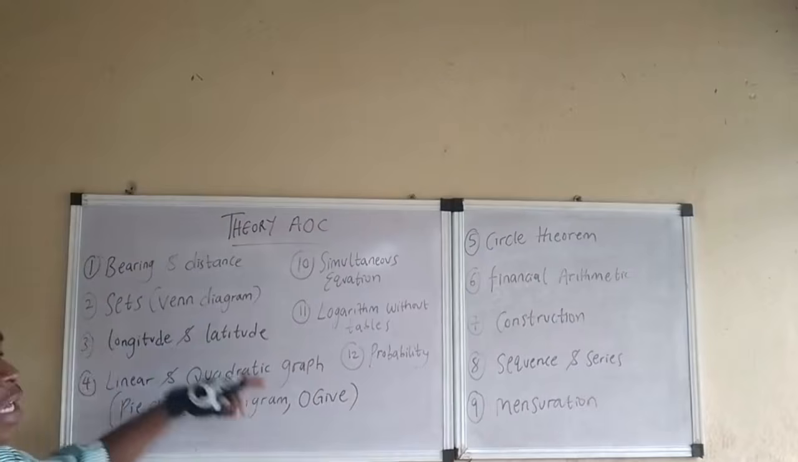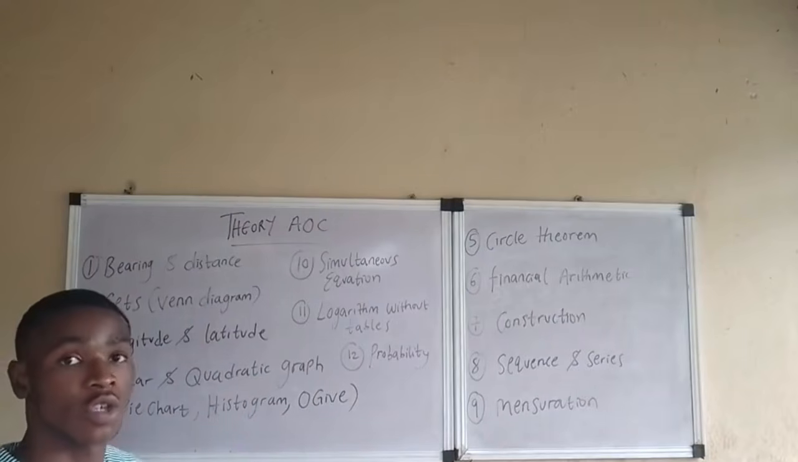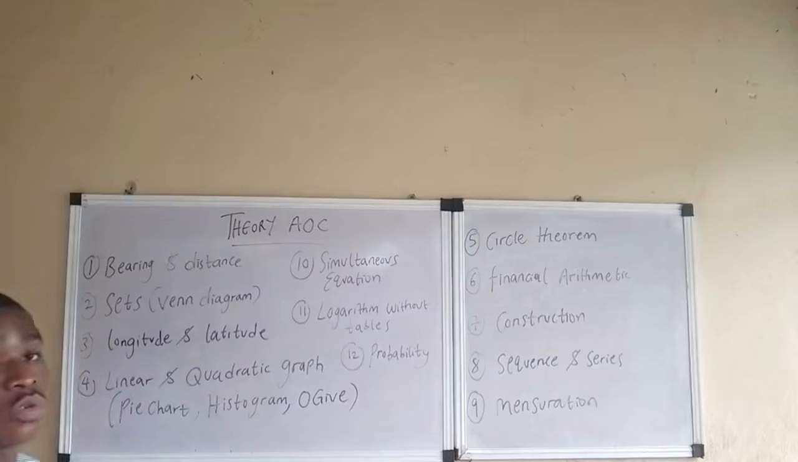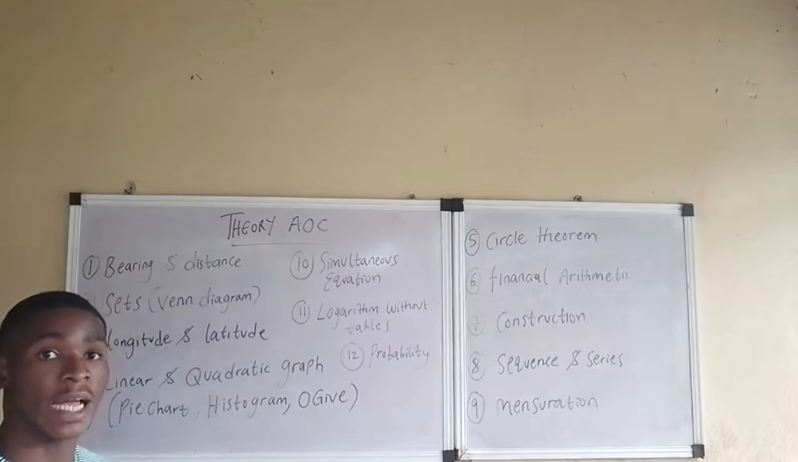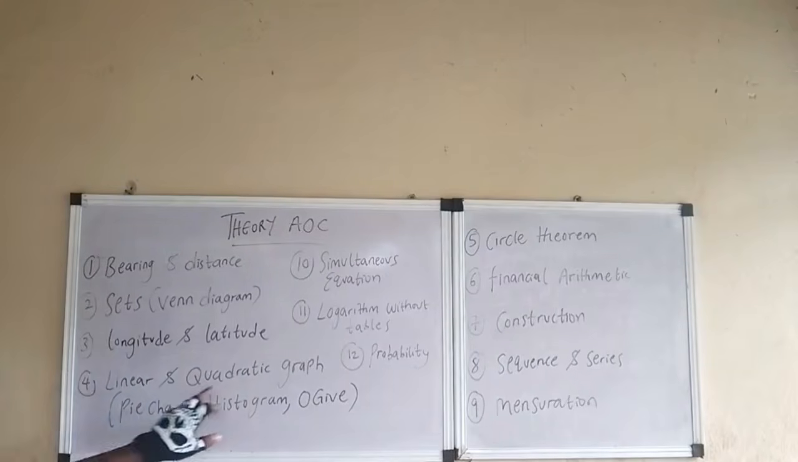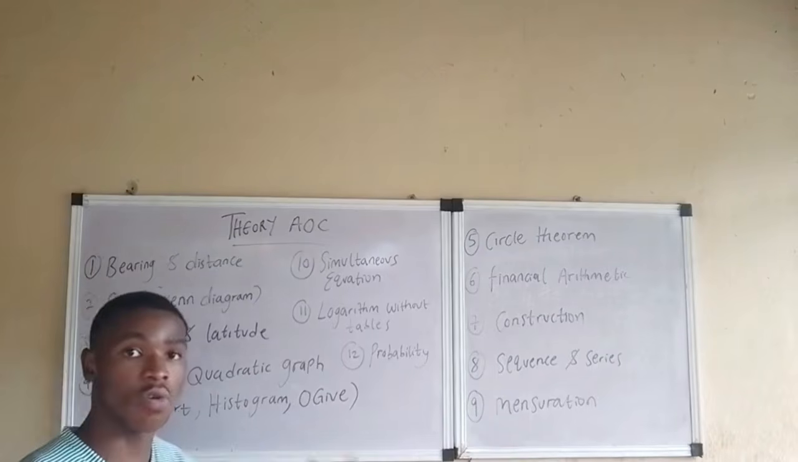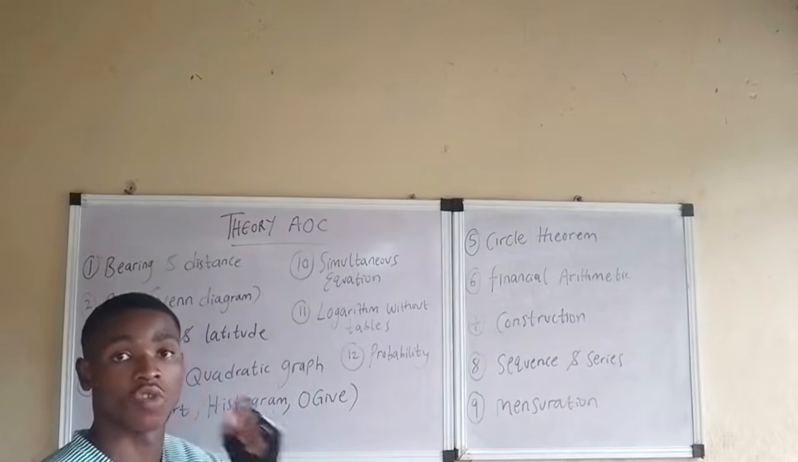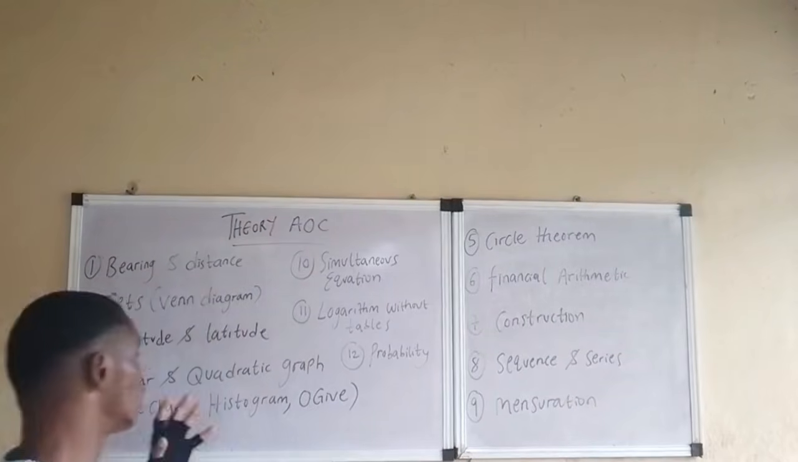Now, for sets, Venn diagram involving 2 subsets, 3 subsets, do well to read on it. Now, for your longitude and latitude, questions also come from this aspect. Now, linear and quadratic graph, where you have to deal with your bar chart, your pie chart, histogram, or your ogive, where you're dealing with cumulative frequency and the likes. You definitely will be dealing with graphs. All right. So make sure you learn about quadratic graph.